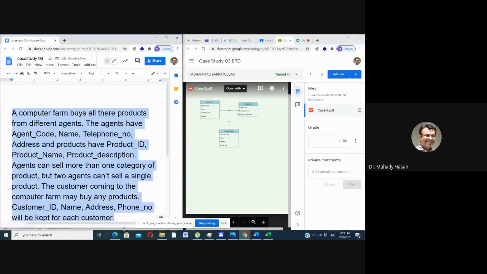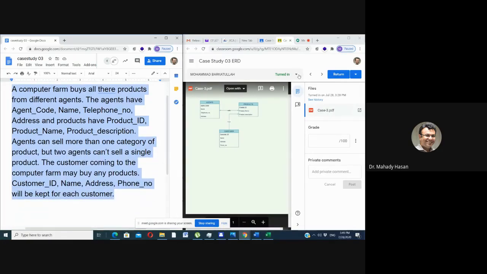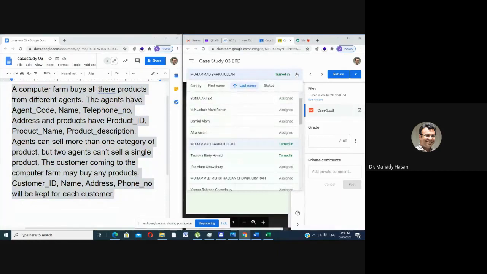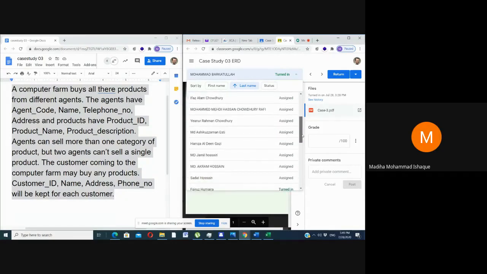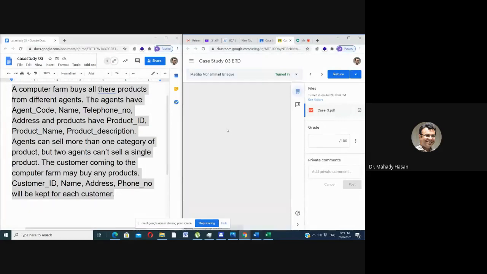So this is the case study. I believe you all can see the case study, and we will look into the solution of whom? Whose should we look at? Sir, Tasnuba? Madiha, sir. Madiha. Okay.